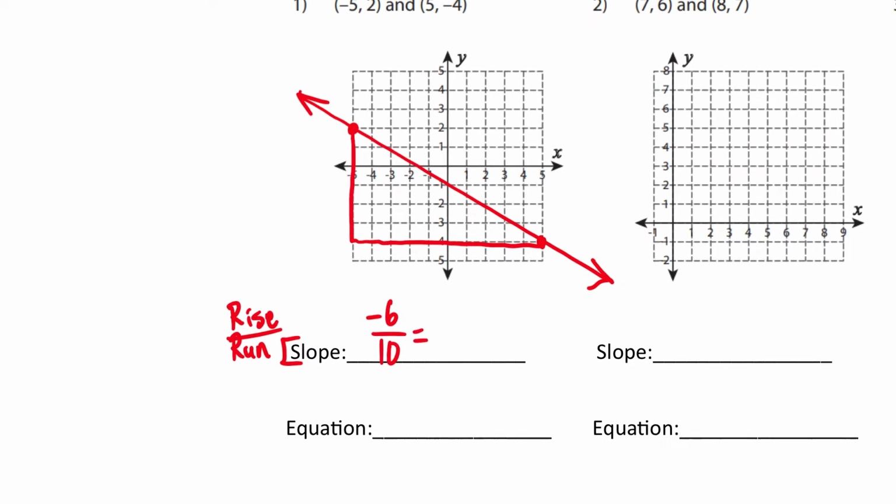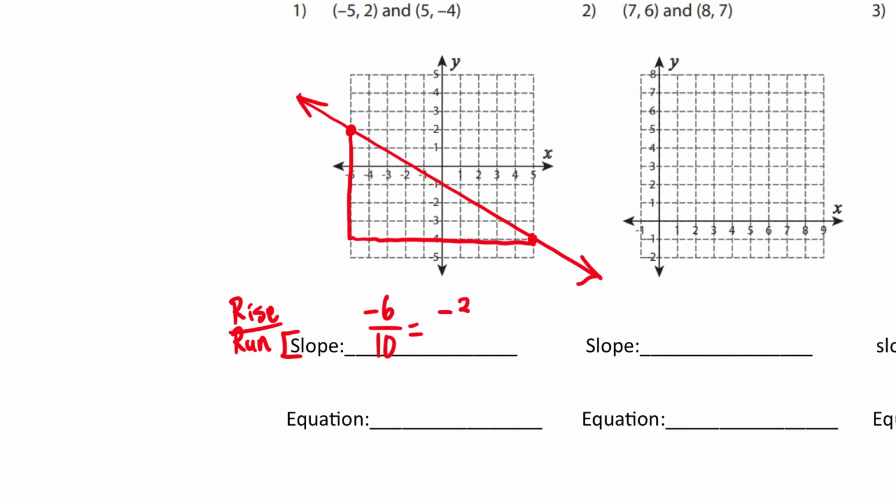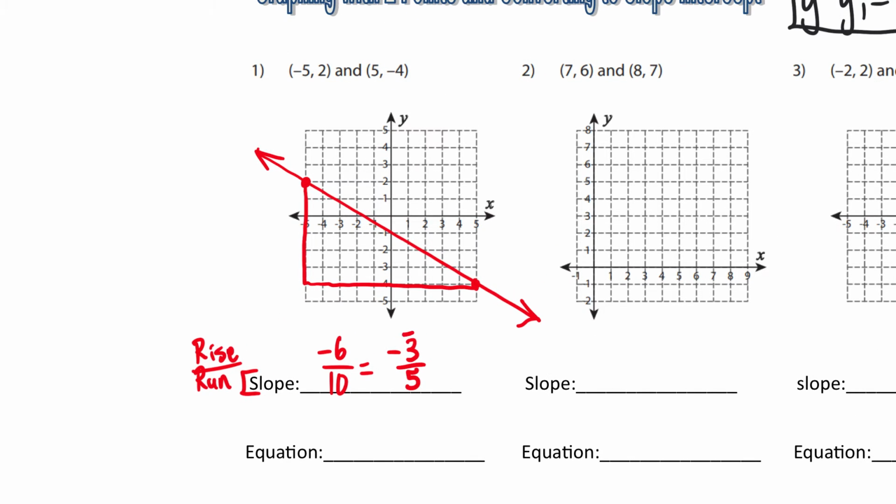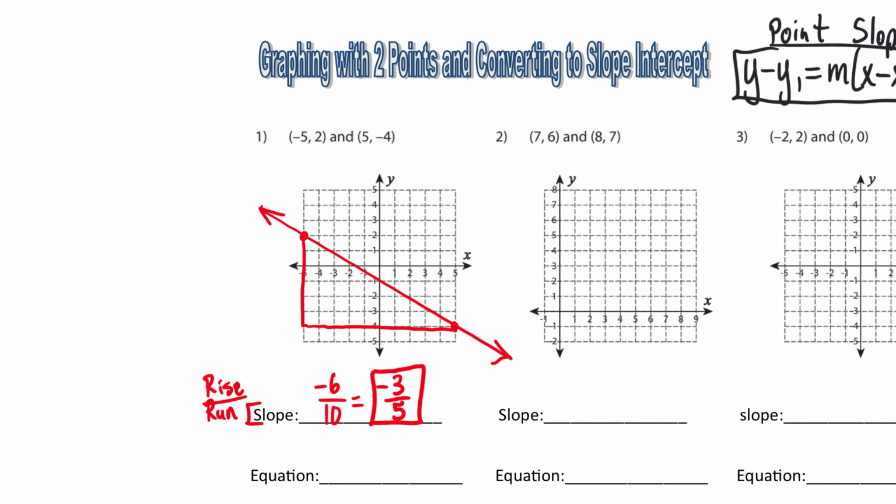Now, can we simplify negative 6 over 10? Yes, to negative 3 over 5. Okay, so now I've got the slope, and I've got 2 points. Actually, I've got a lot of points now, but I've got these 2 that I know for sure.